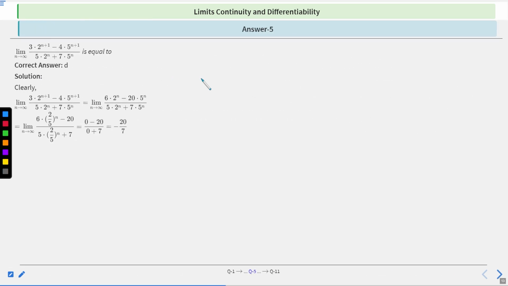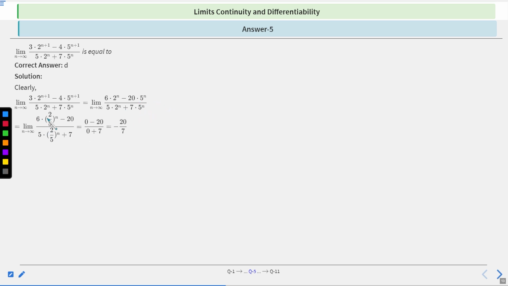Okay. So clearly, limit n tending to infinity (3 into 2 to the power n plus 1 minus 4 into 5 to the power n plus 1) upon (5 into 2 to the power n plus 7 into 5 to the power n) is equal to limit n tending to infinity. See, 2 to the power n plus 1 can be written as 2 into 2 to the power n, which is 3 into 2, which is 6 into 2 to the power n, minus again 20 into 5 to the power n, upon 5 into 2 to the power n plus 7 into 5 to the power n.